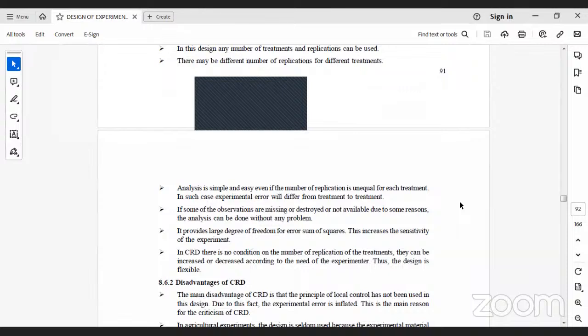In CRD, there is no condition on the number of replications of the treatment; they can be increased or decreased. The design of the experiment is flexible.